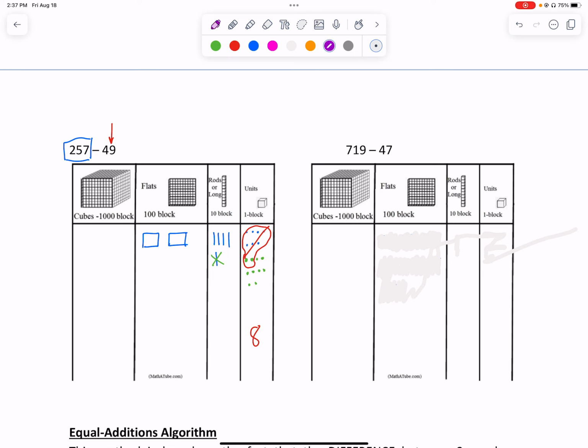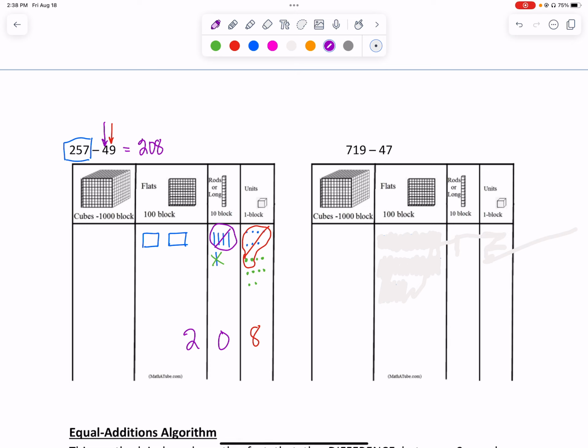All right, so now we're going to take away 4 of my rods. So there's my 4 rods. I'm going to just take them away. How many more do I have? None. And then I still have my 2 blocks. So 257 minus 49 is 208.